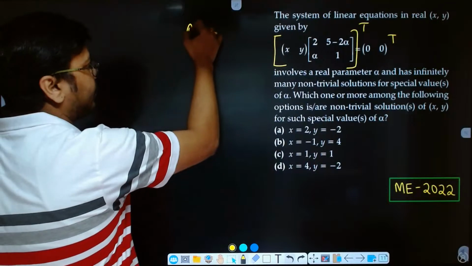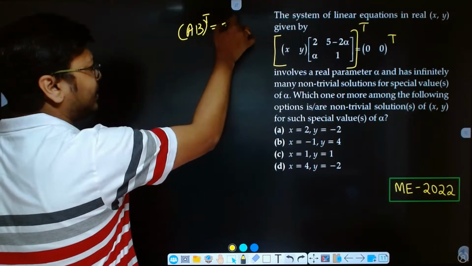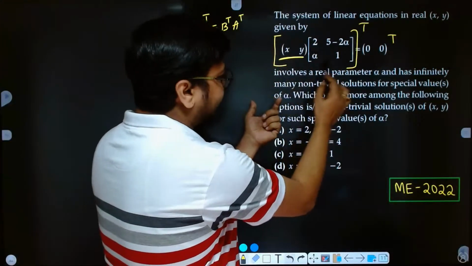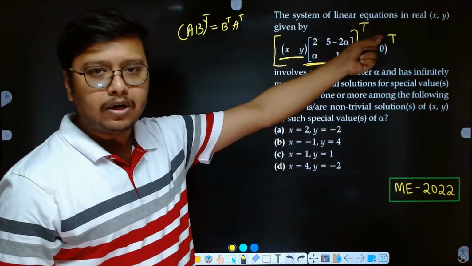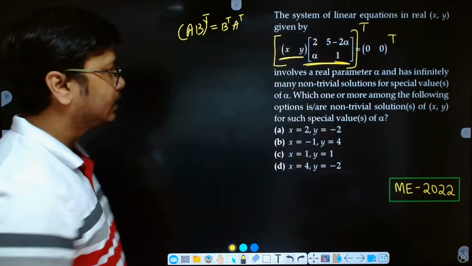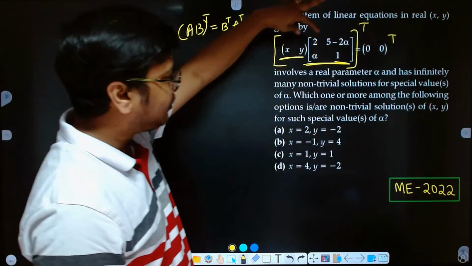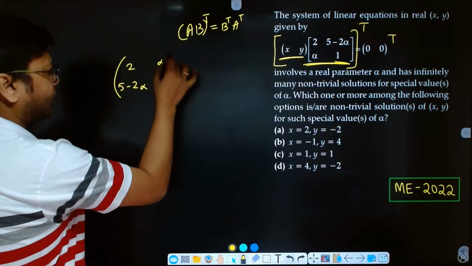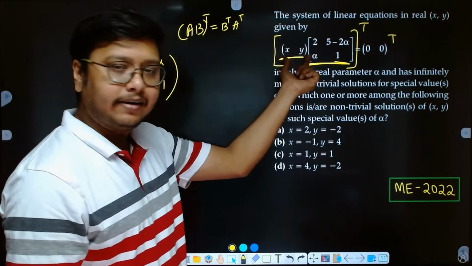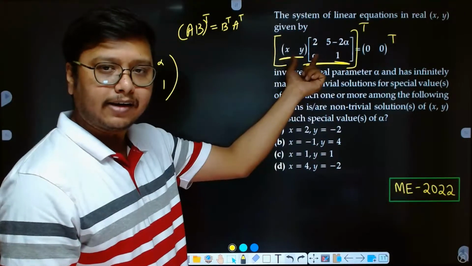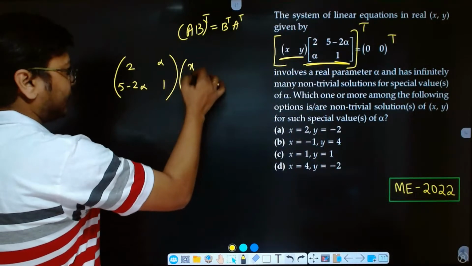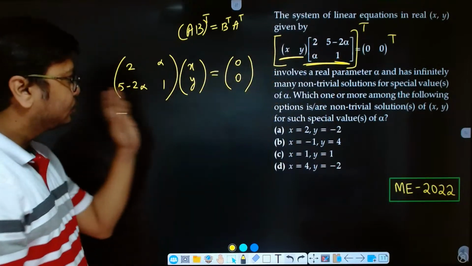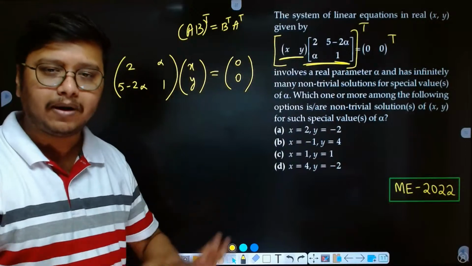Now if you remember property of transpose, (AB) transpose would be B transpose A transpose, right? So if I consider this as my A matrix and this as my B matrix, so (AB) whole transpose will become B transpose A transpose. So first of all, B transpose, that means transpose of this 2 cross 2 matrix will be 2, 5 minus 2 alpha, alpha, 1. This is a row matrix xy. If I take the transpose, it becomes a column matrix xy. Right side, if I take the transpose, it becomes a column matrix 0, 0. So now this has come into our conventional format. So it's easy to think.